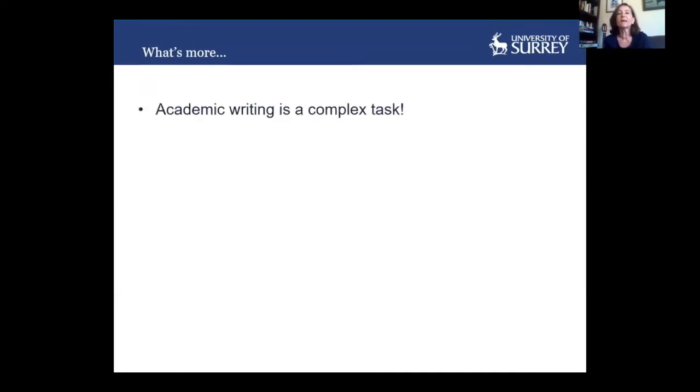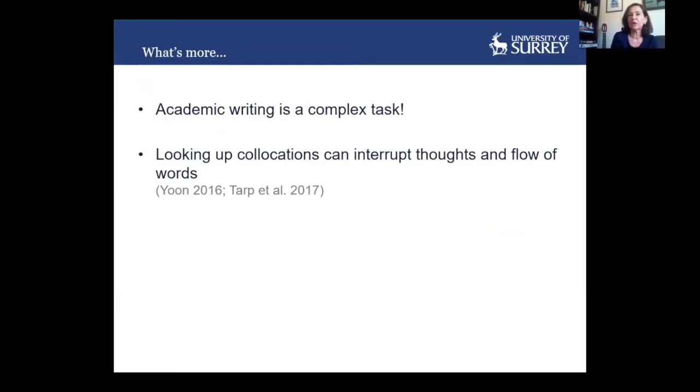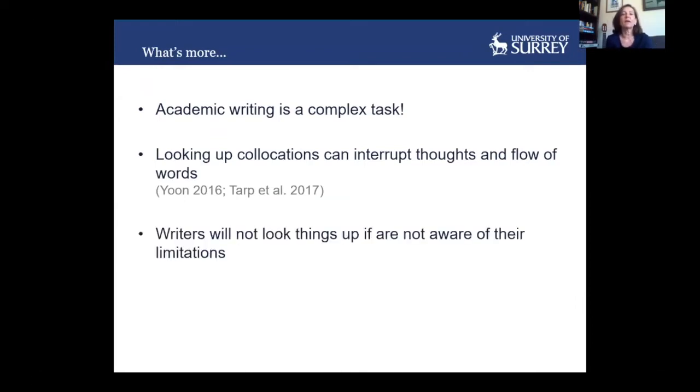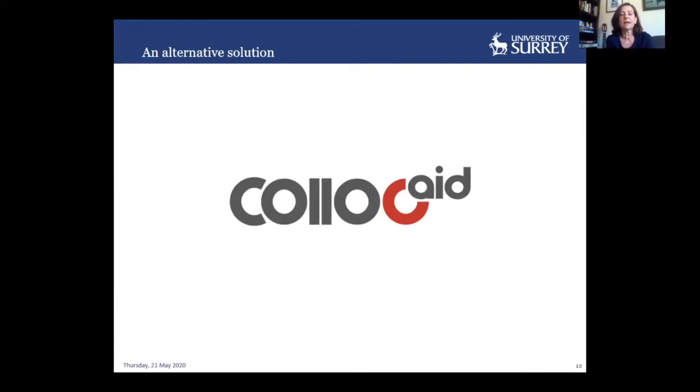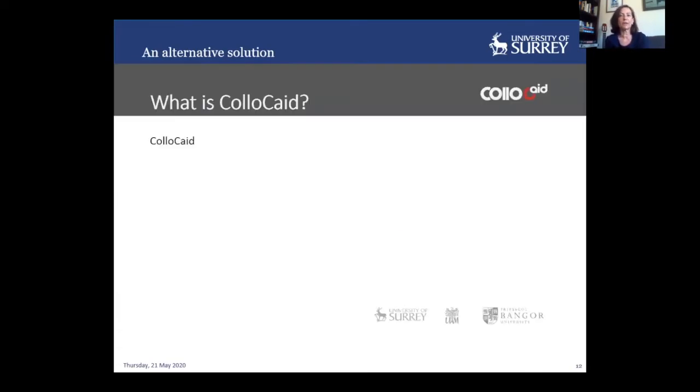What's more, academic writing is a complex task. So looking up collocations can interrupt your thoughts and the flow of what you're saying. And if you're not aware that you have a collocation problem, you won't look anything up. You just will carry on writing unaware. And there's evidence that learners tend to overestimate their knowledge of collocations. So here is an alternative solution, Collocate.